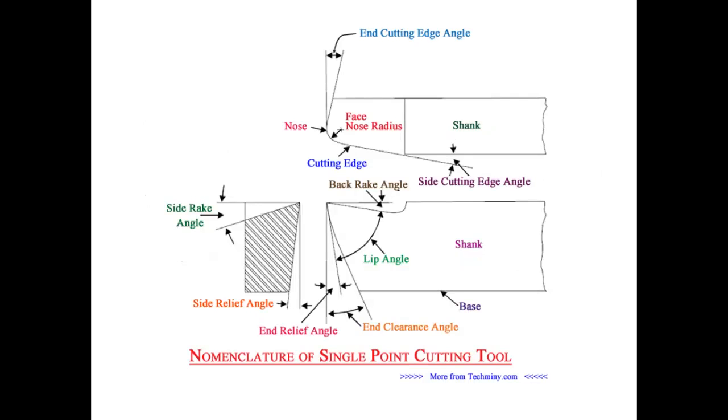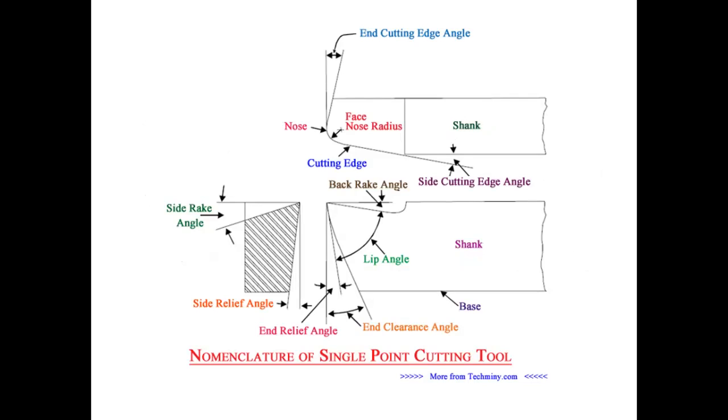Okay. These slides explain the nomenclature of a single point cutting tool. The single point cutting tool is a very important tool which is widely used in lathe machines and turning operations. For all turning, taper turning, facing and knurling operations, every kind of this will follow it.